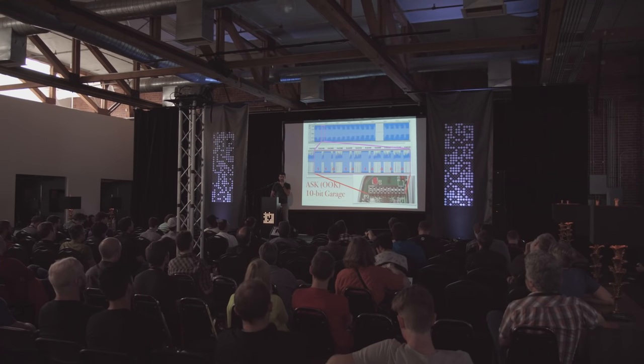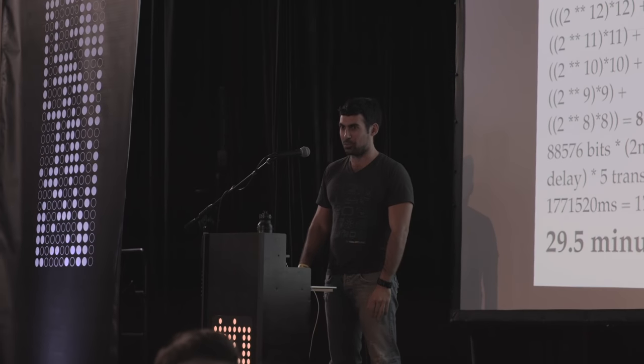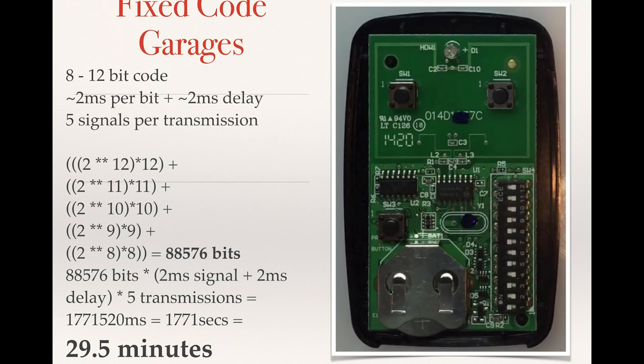This is only 10 bits. 2, 4, 8, 16, 32, 64, 128, 256, 512, 1024 possible combinations to open a garage. So can we brute force that? Yes. It takes 30 minutes to open virtually any fixed code garage just by brute forcing, if you just want to send every possible code.